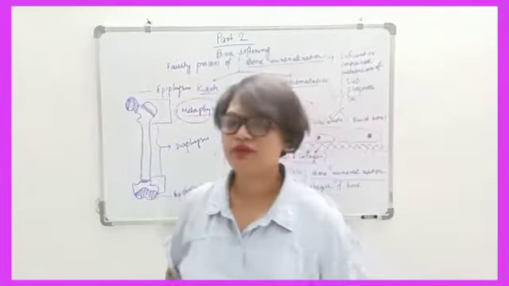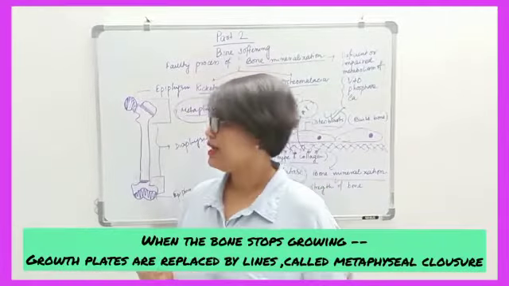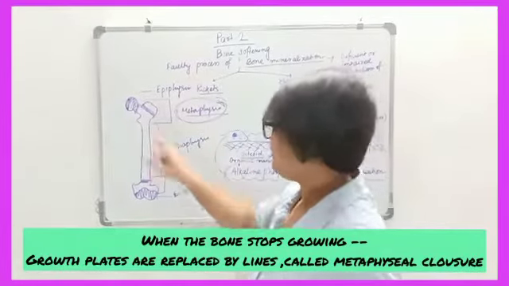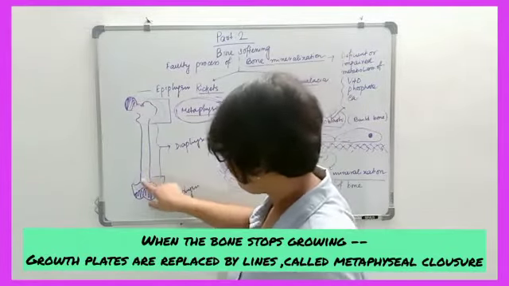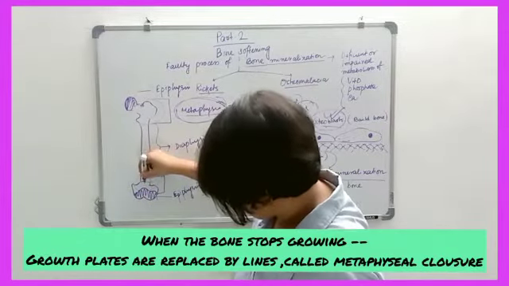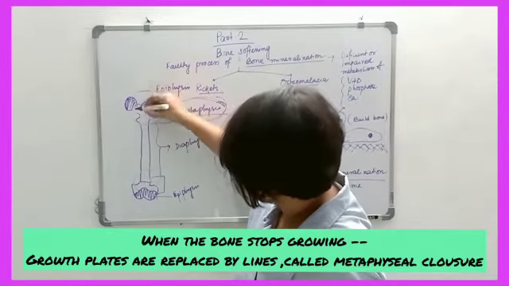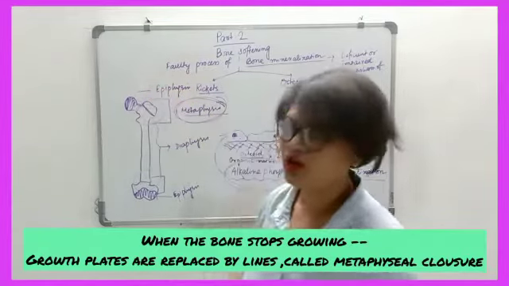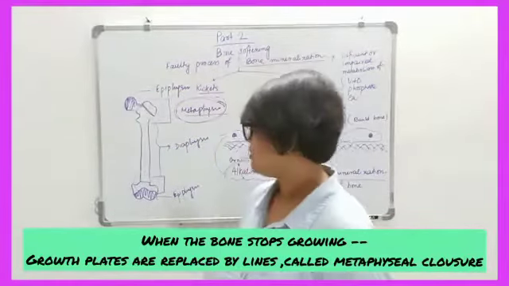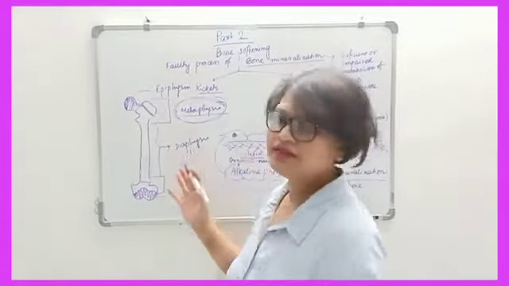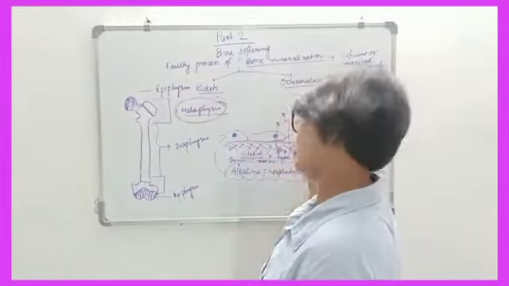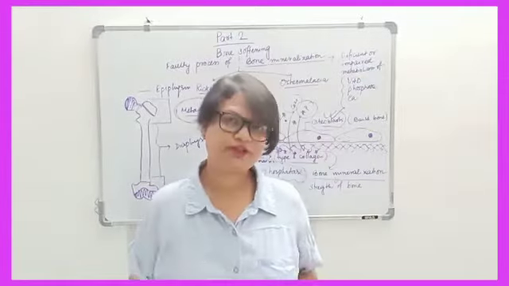Now what happens when the bone stops growing? These metaphyseal plates are replaced by fine lines. This is called metaphyseal closure. So what's the relevance of this anatomy to rickets and osteomalacia? We are going to discuss that.